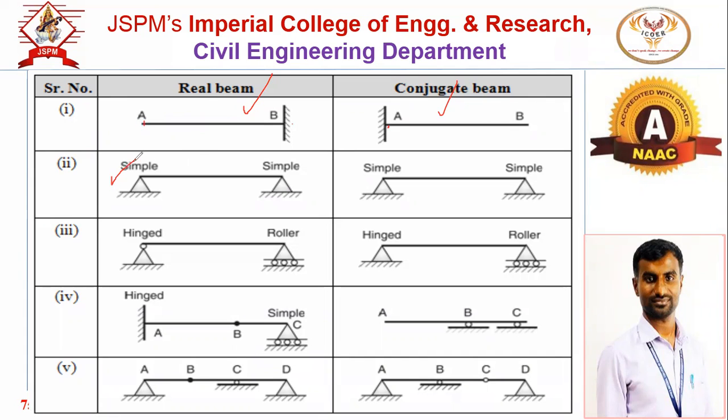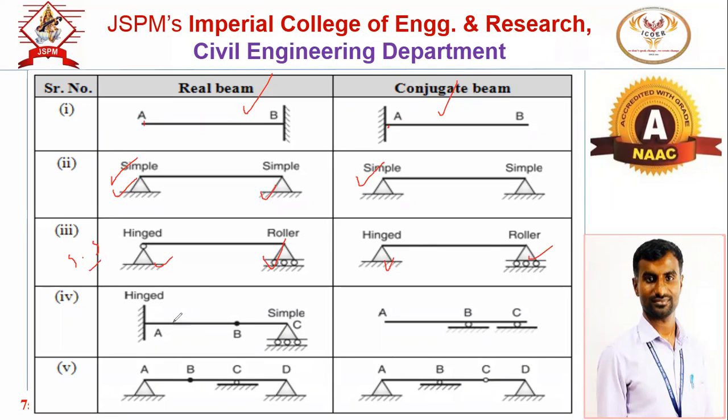Then simply supported beam. Both the supports are hinge here. So in the conjugate beam also both the supports are hinge, because hinge will remain hinge, roller will remain roller. Third case, simply supported beam with hinge support and roller support. No change. Hinge will remain hinge, roller will remain roller.